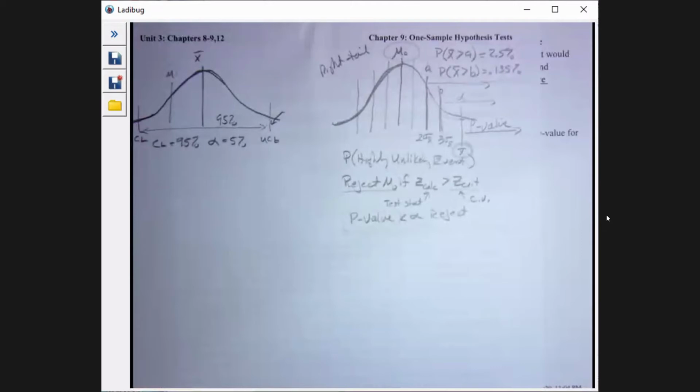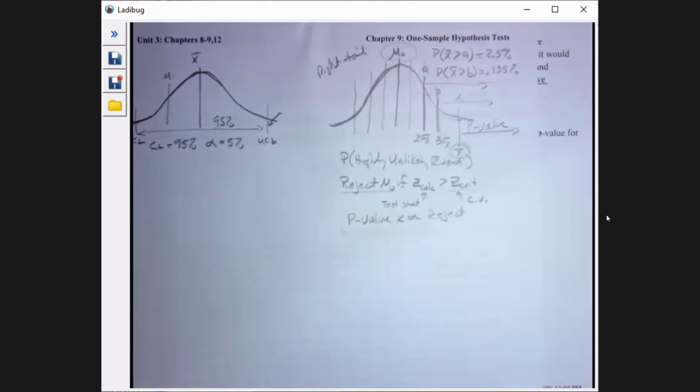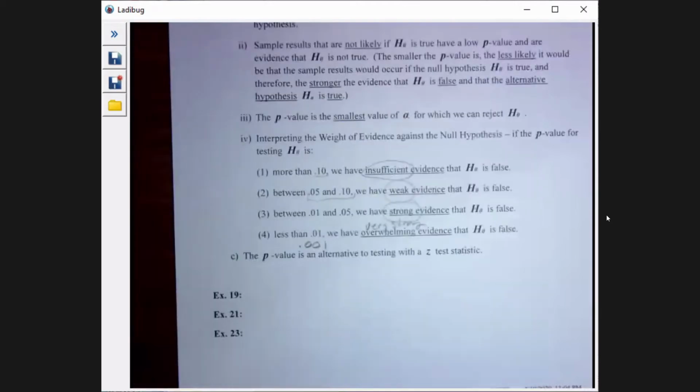Is everybody okay? Okay. So that's what the p-value is all about. So should we do some practice?